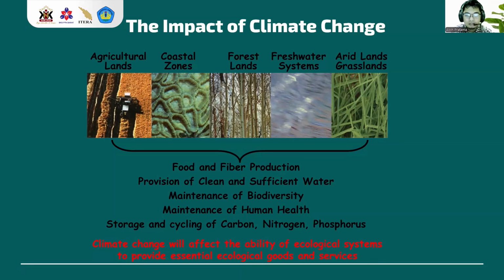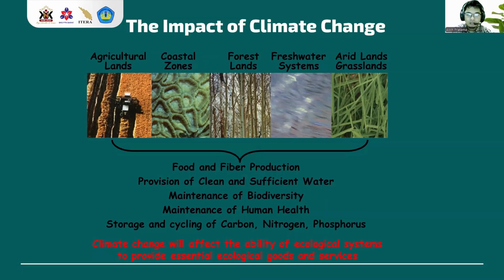This slide highlights the different types of ecosystems: agriculture, coastal, forest lands, freshwater systems, and arid grassland. For example, agricultural lands give us food and fiber, while coastal zones help regulate the climate, support marine life, and protect us from storms. Forests store carbon, produce oxygen, and maintain biodiversity. Freshwater systems provide clean drinking water, and grasslands are essential for grazing and soil conservation.